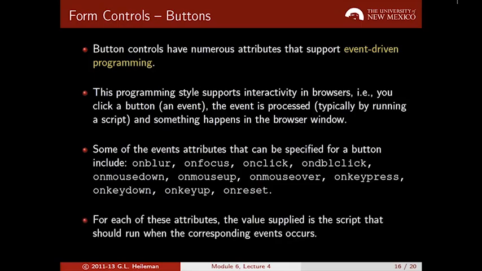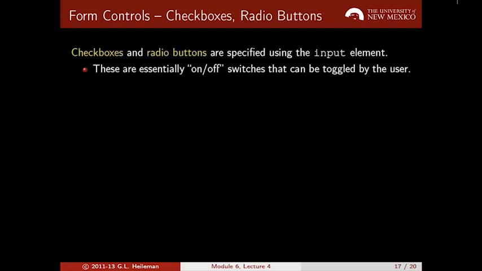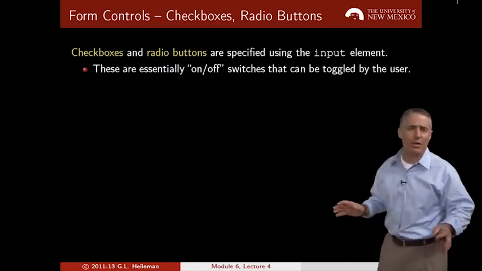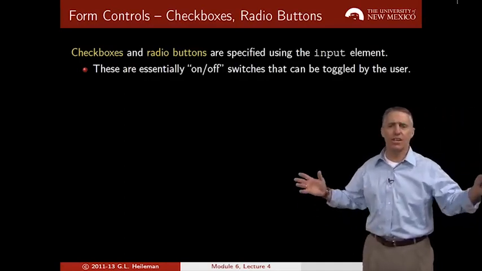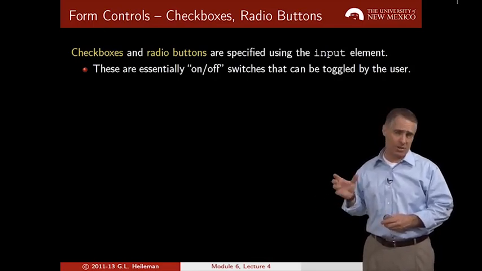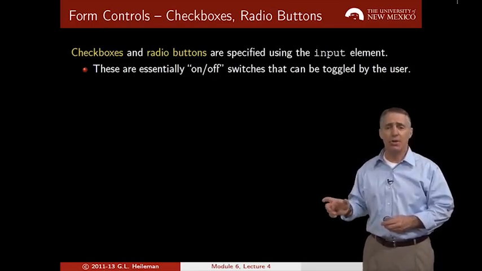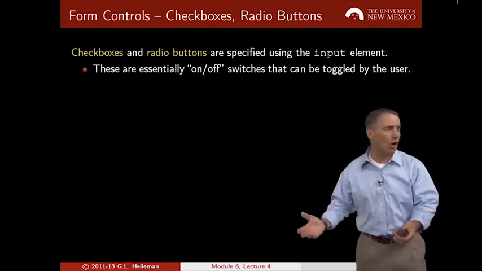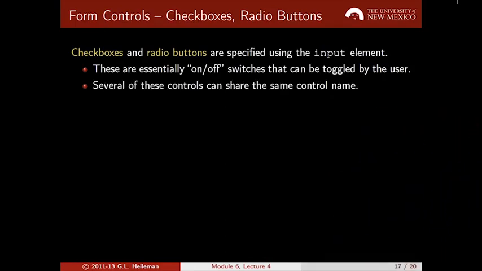Now, for each of these, again, the value that's supplied with the attribute is typically a script that says what you should do when that event occurs. Let's talk about a few additional commonly used controls. So checkboxes and radio buttons are kind of similar. You use the HTML input element, and these are on-off toggled switches that are almost the same. I'll tell you the difference between these.